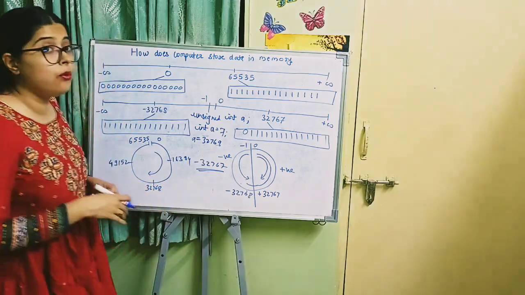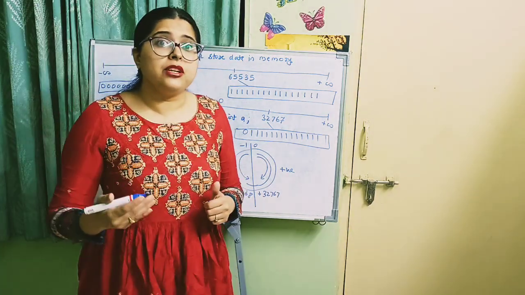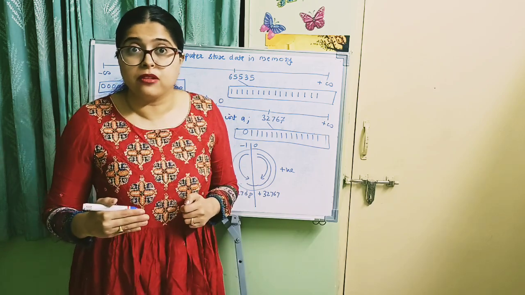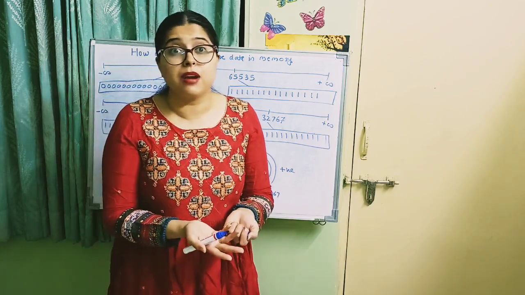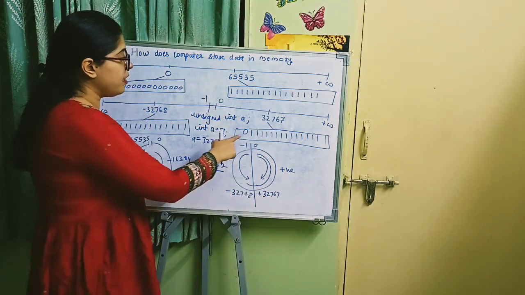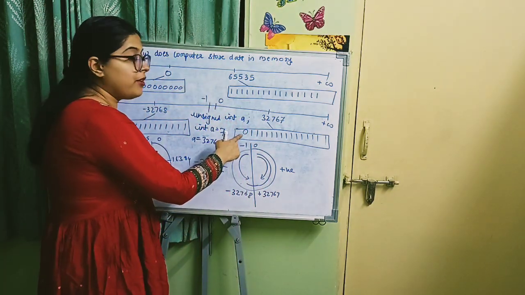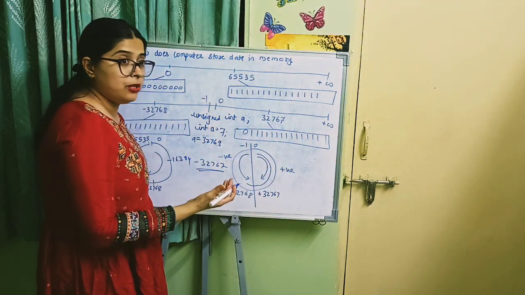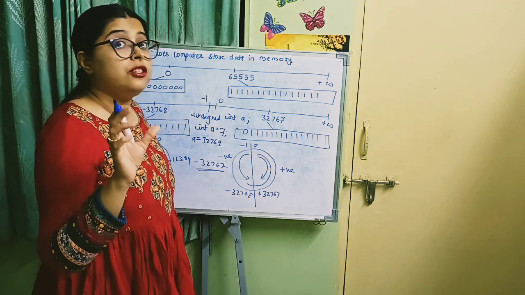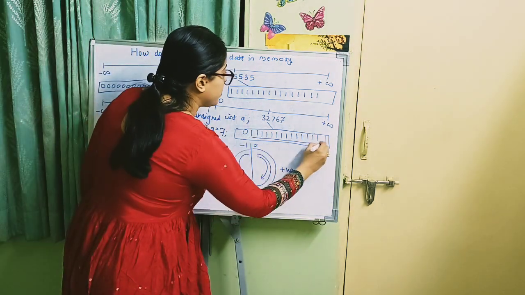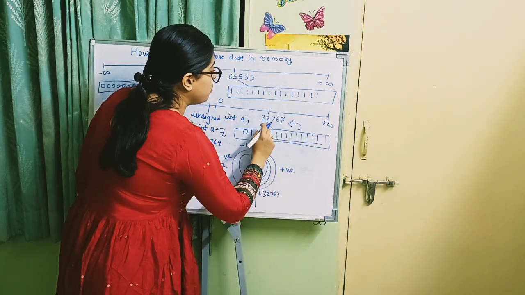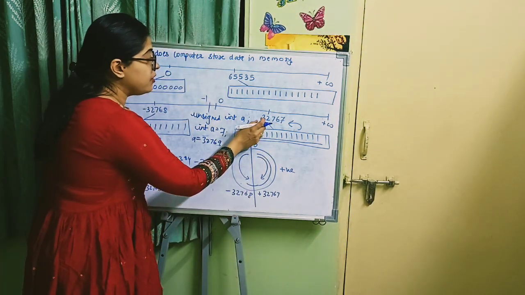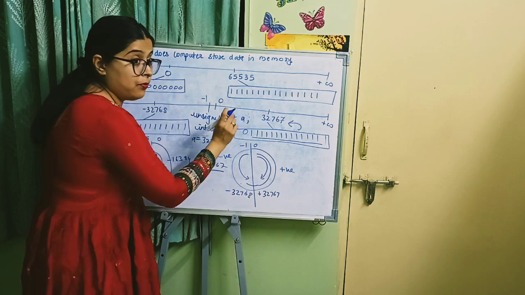Now one more thing: how do we detect whether the binary representation of a number is positive or negative? You can see here the first digit is 0. When the first digit is 0 and the other digits represent the absolute value of the number, it means that the number is positive. Now these ones represent the absolute value, which is 32767, and this 0 represents that this is a positive value.